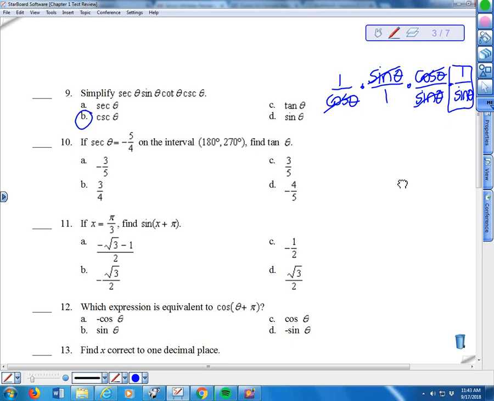Okay. If secant is negative 5/4 and it's in the third quadrant, secant is 1 over cosine. Find tangent. 3/4.